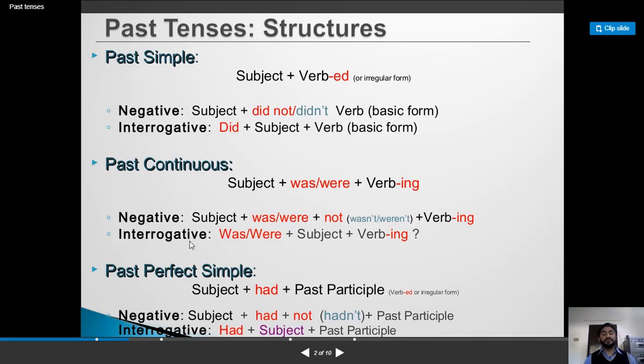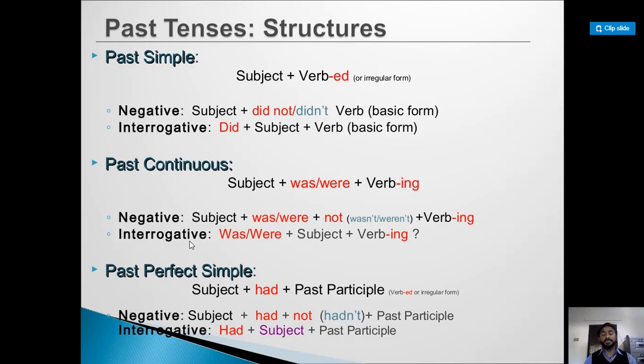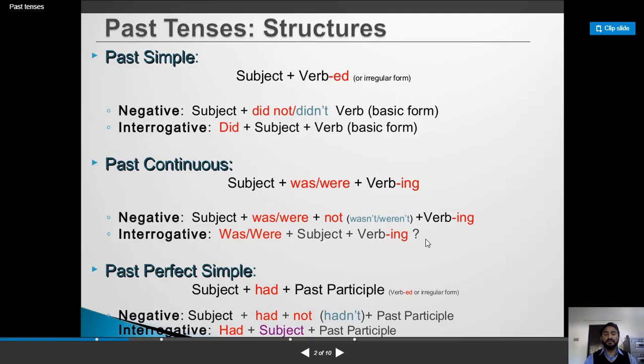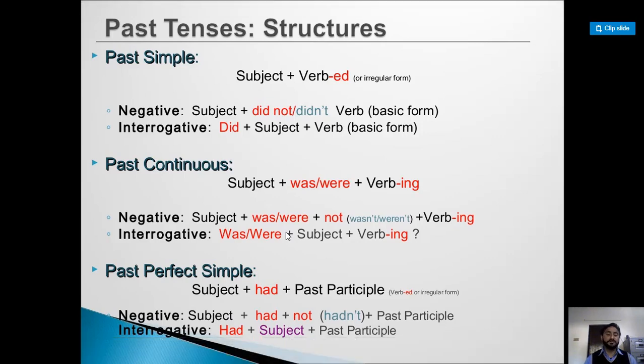As for interrogatives, was and were, the auxiliaries, are placed before the subject at the initial position of the sentence, and then the subject, and then the ing form of the verb, and there must be a question mark at the end of the sentence. These are the structures for the past continuous tense or the past progressive tense.